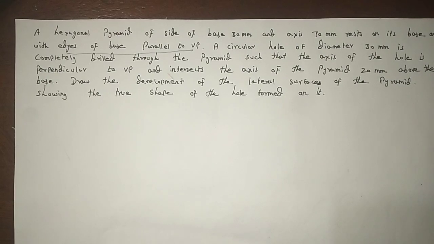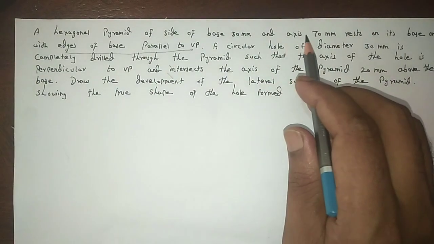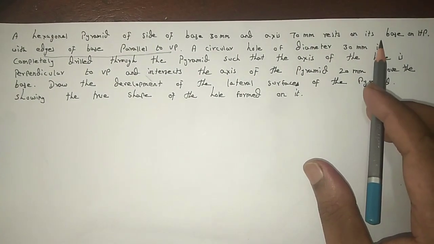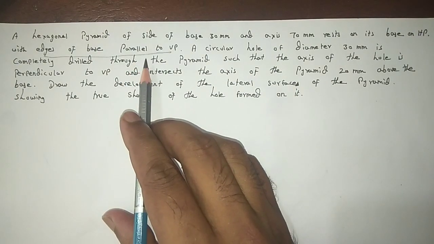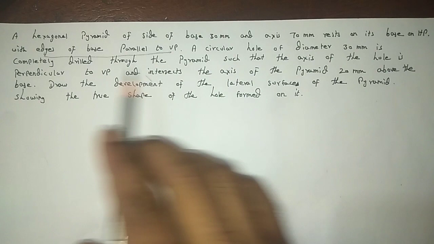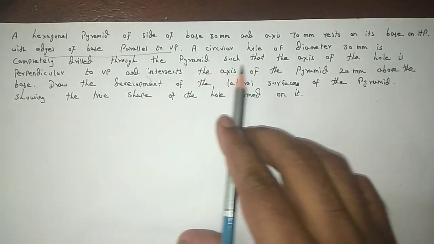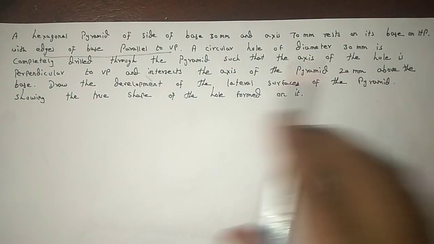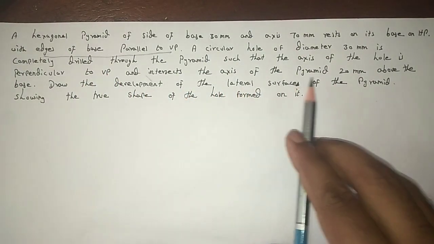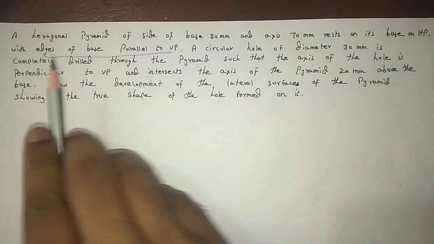I am going to explain one problem from the cut-out model. The problem is: a hexagonal pyramid of base side 30 mm and axis 70 mm rests on its base on the HP with the edges of the base parallel to the VP. A circular hole of diameter 30 mm is completely drilled through the pyramid such that the axis of the hole is perpendicular to the VP and intersects the axis of the pyramid 20 mm above the base.